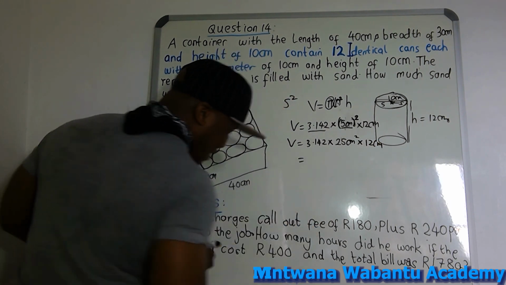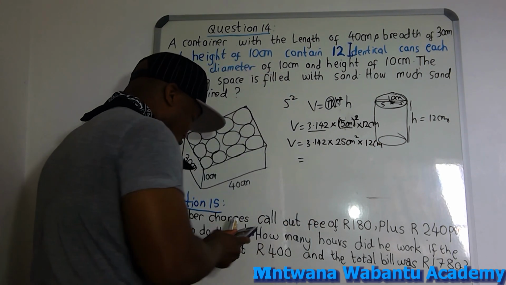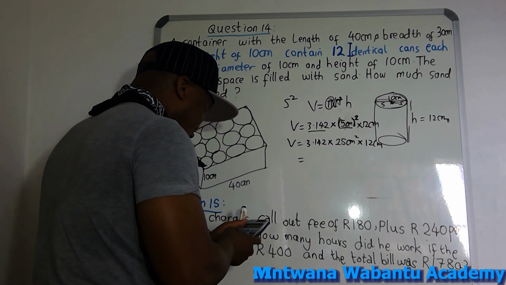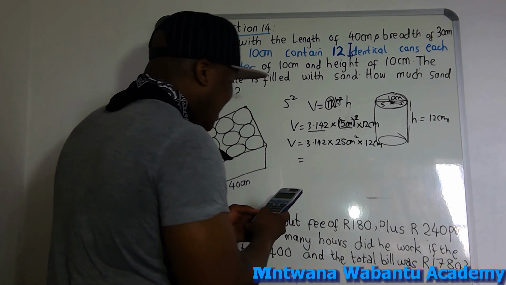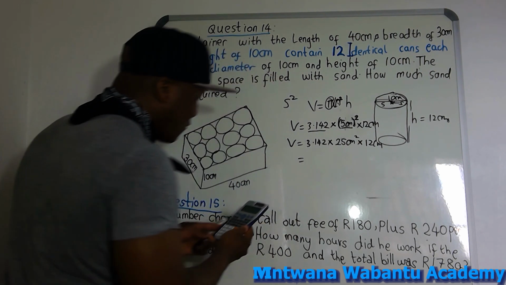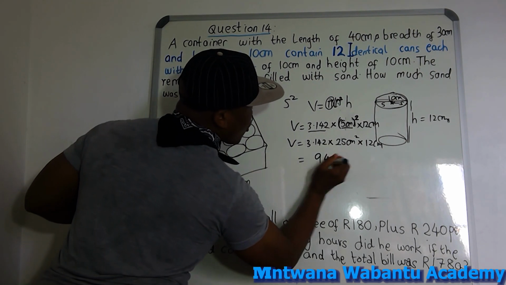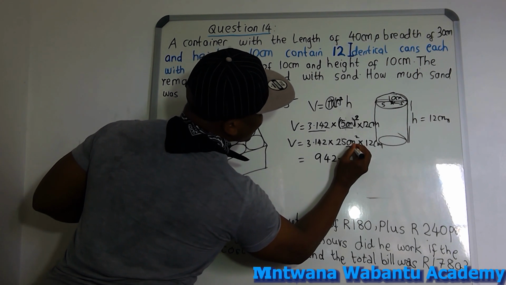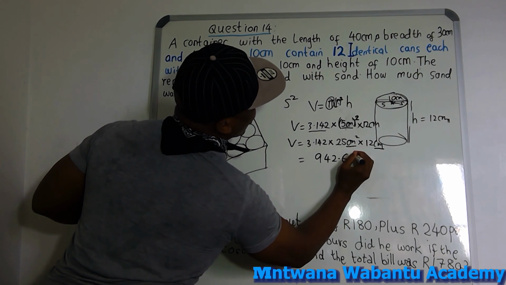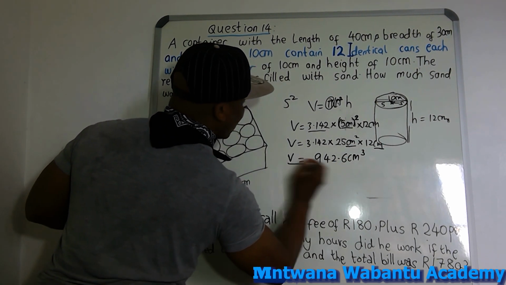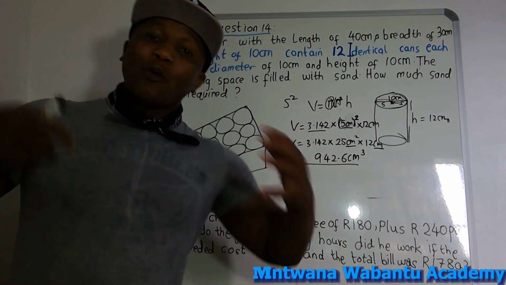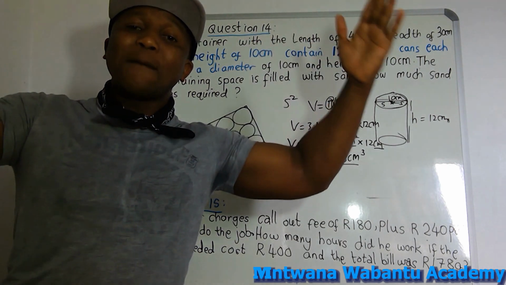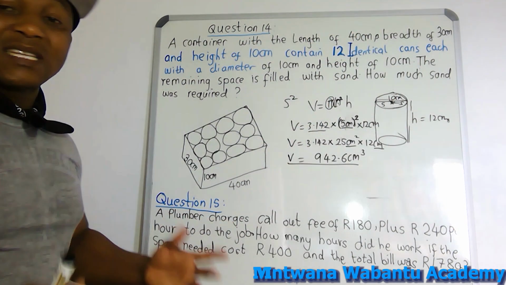So what you're going to do, take a calculator, multiply all those three. So you say 3.142 multiplied by 25, and then multiply by 12. And this is going to give us 942.6. This centimeter squared and another centimeter means it's going to give us centimeter cubed, because it's volume. Oh, so now we know how to find the volume of a cylinder. We know how to find the volume of the box or rectangular prism.